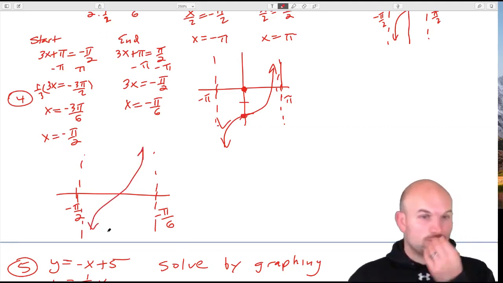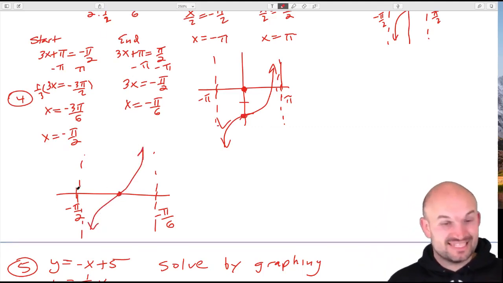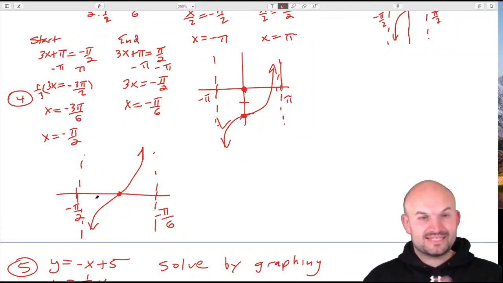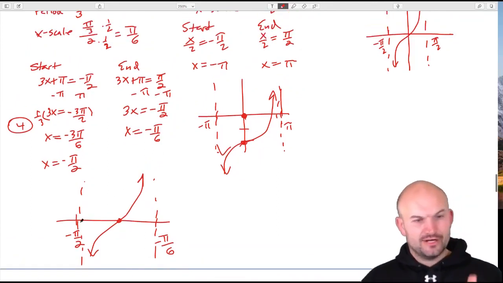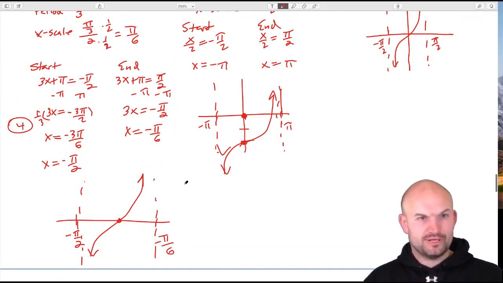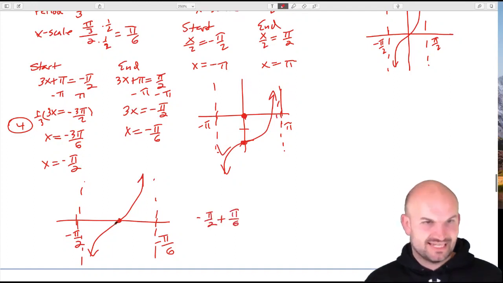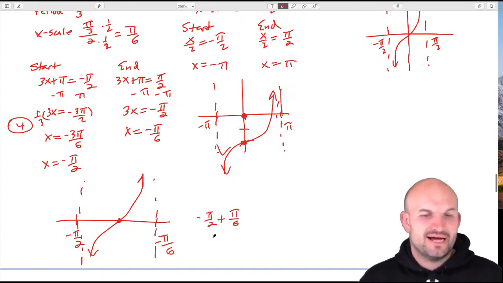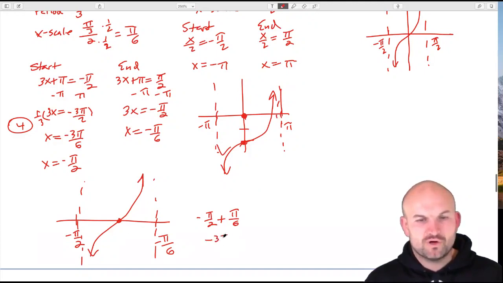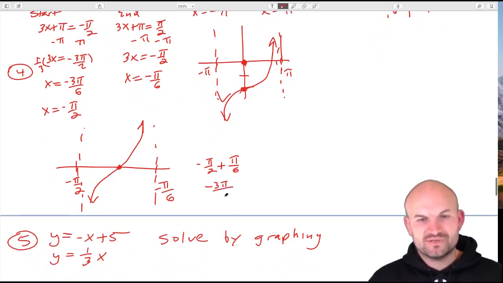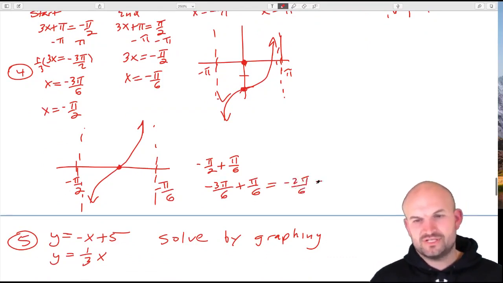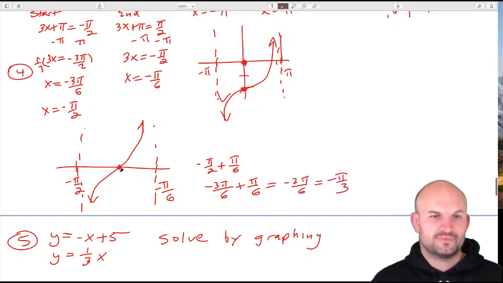Now, the question is though, where is this x-intercept? Well, again, this is your x scale, right? So that's the nice thing why I do it by 2: here is an important point, here's another important point, there's another important point. So my x scale is pi over 6. So if I just take negative pi halves and add my next x scale, pi over 6, that's going to give me this coordinate point. Plus pi over 6. That's going to give me a negative 2 pi over 6, which is equal to negative pi over 3.